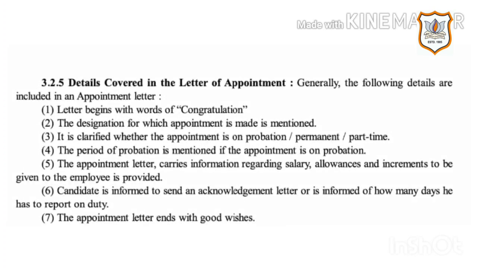Details covered in the letter of appointment. Generally, the following details are included in an appointment letter. First, letter begins with words of congratulation. Second, the designation for which appointment is made is mentioned. Third, it is clarified whether the appointment is on probation or permanent or part-time. Fourth, the period of probation is mentioned if the appointment is on probation.